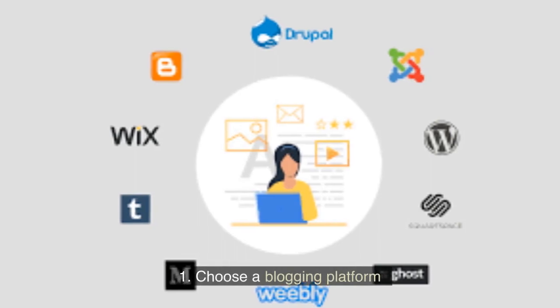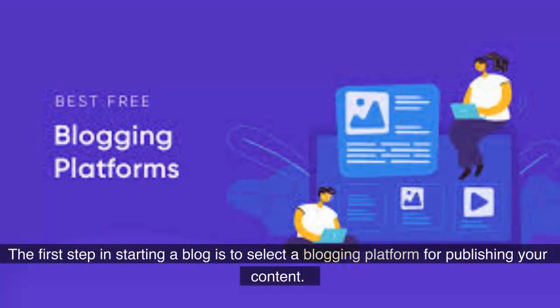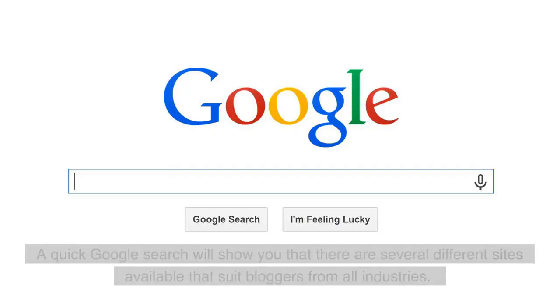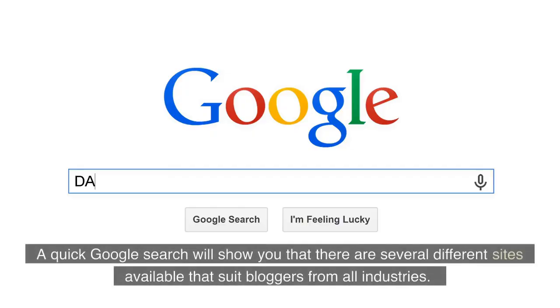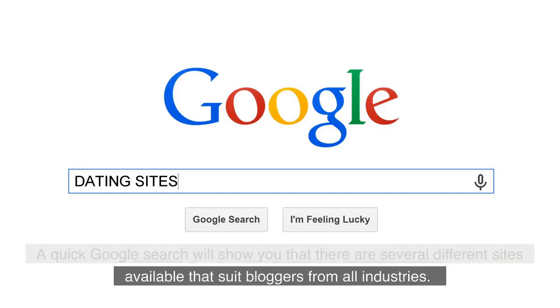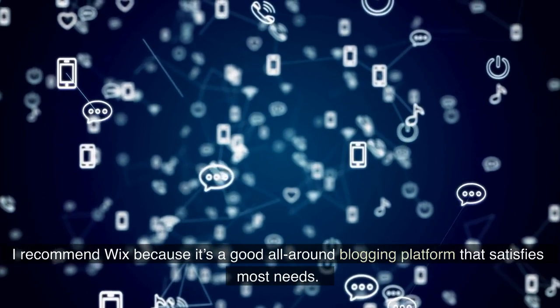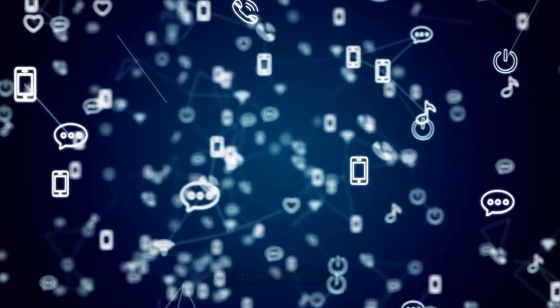1. Choose a blogging platform. The first step in starting a blog is to select a blogging platform for publishing your content. A quick Google search will show you that there are several different sites available that suit bloggers from all industries. I recommend Wix because it's a good all-around blogging platform that satisfies most needs.